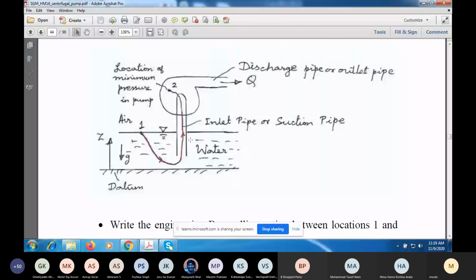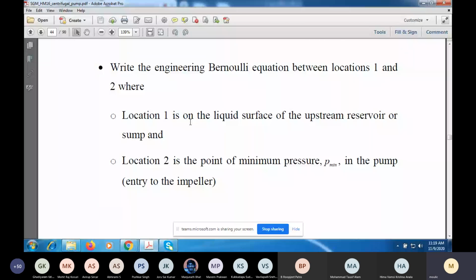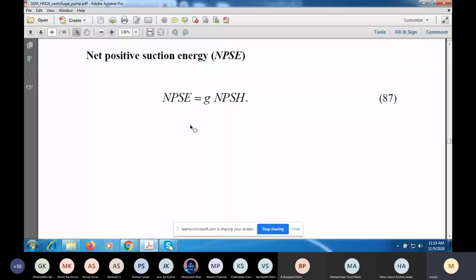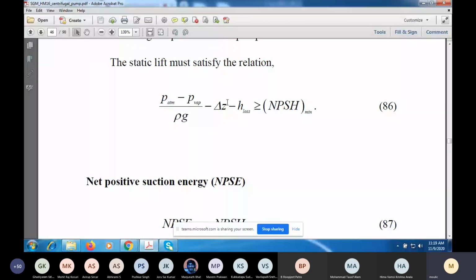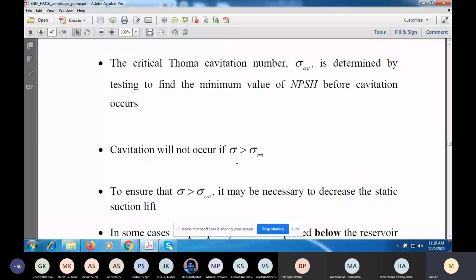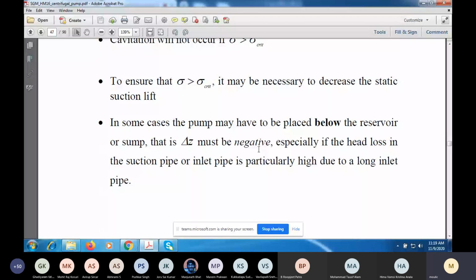Now, I've shown a figure where delta Z is positive. But if the pump is very long, then you may want to make delta Z negative. That is, you want to locate the pump below the level of water in the sump. And you have this Thoma cavitation parameter, the NPSH by the head developed by the pump, which must be greater than some critical value to avoid cavitation. So to ensure this condition, sometimes the pump may have to be placed below the reservoir.